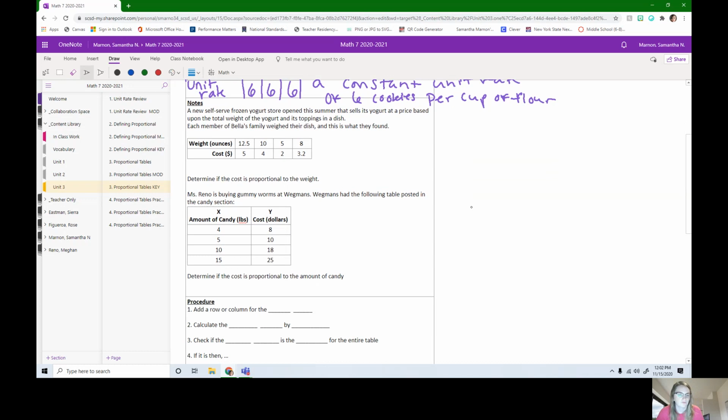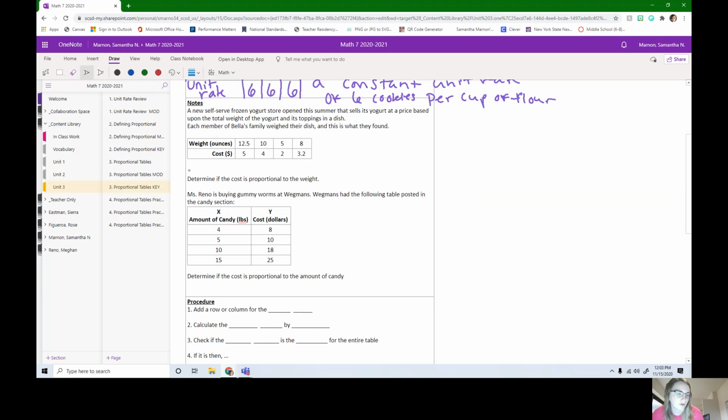A new self-serve frozen yogurt store opened this summer that sells its yogurt at a price based upon the total weight of the yogurt and its toppings in a dish. Each member of Bella's family weighed their dish, and this is what they found. So if we look at this table, one person got 10 ounces and it cost $4. This person got 8 ounces, it cost $3.20. So these are all 4 different people in Bella's family. So we need to determine if the cost is proportional to the weight.